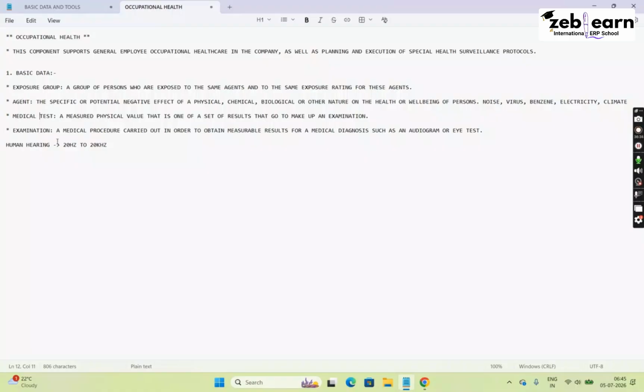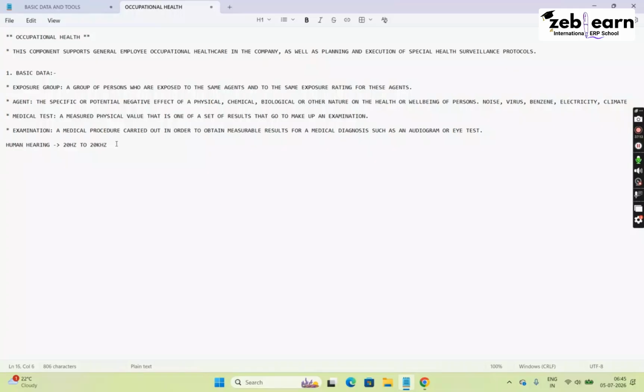But in an examination, what happens? Under one examination, multiple medical tests will be carried out. Right? That is why we call it an examination. In simple words, remember, an examination is a collection of different medical tests. Because here we don't do one medical test, we are going to subject that person to multiple types of medical tests. That is why we call it an examination.